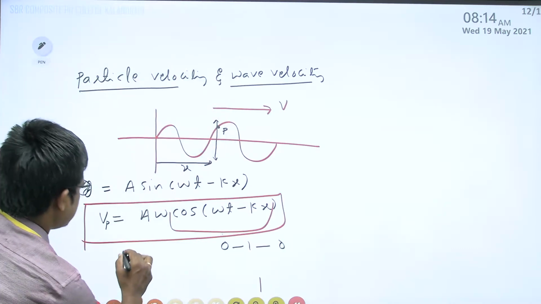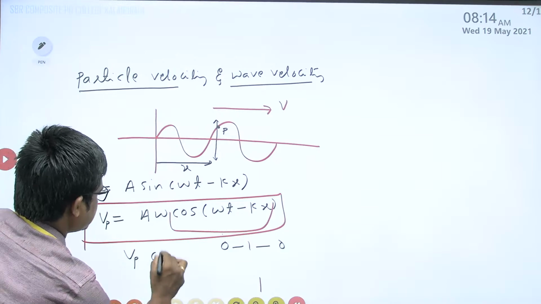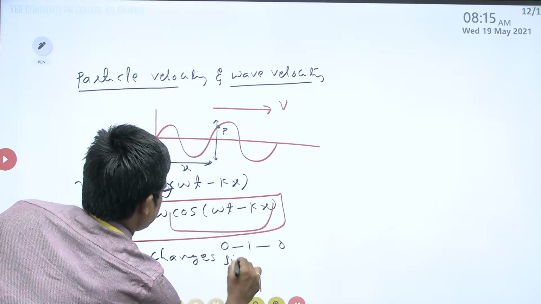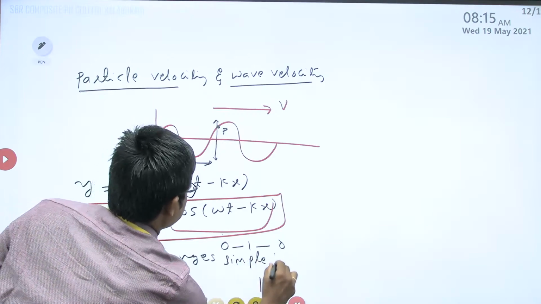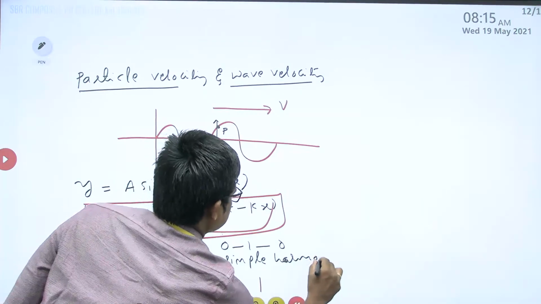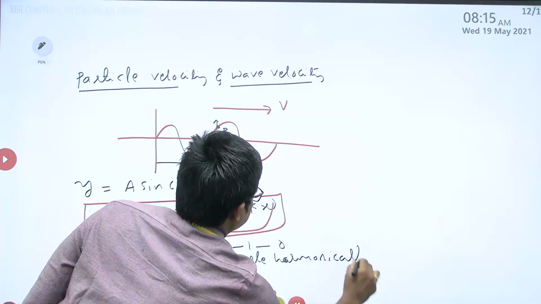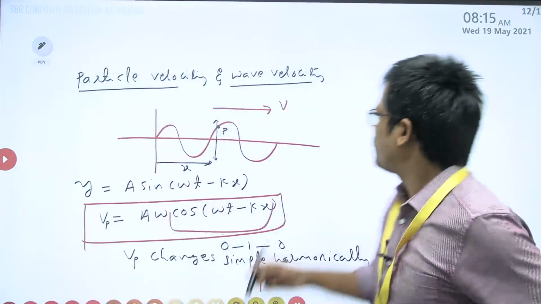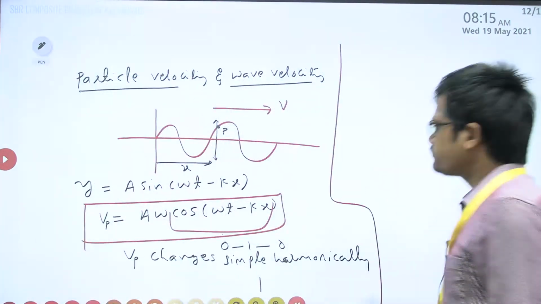So here the velocity of the particle changes simple harmonically, right, changes. But the velocity of the wave depends on the medium.